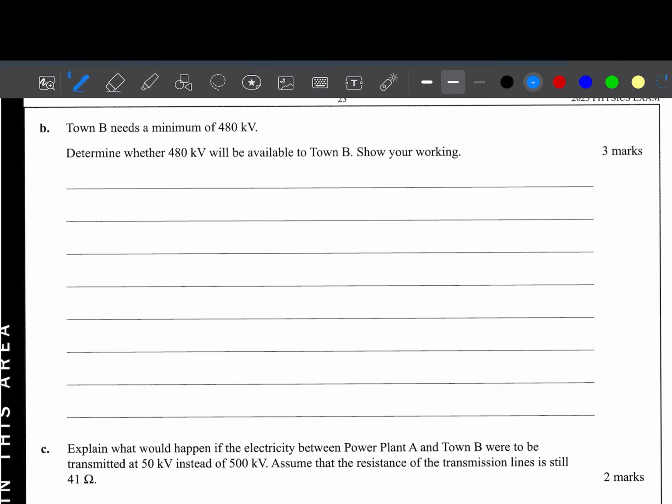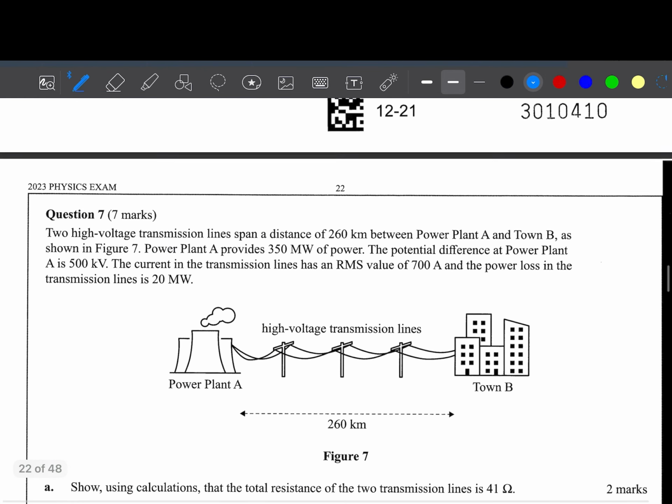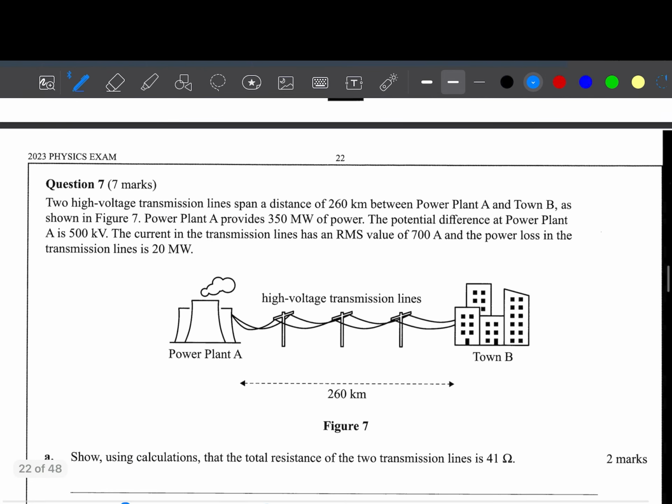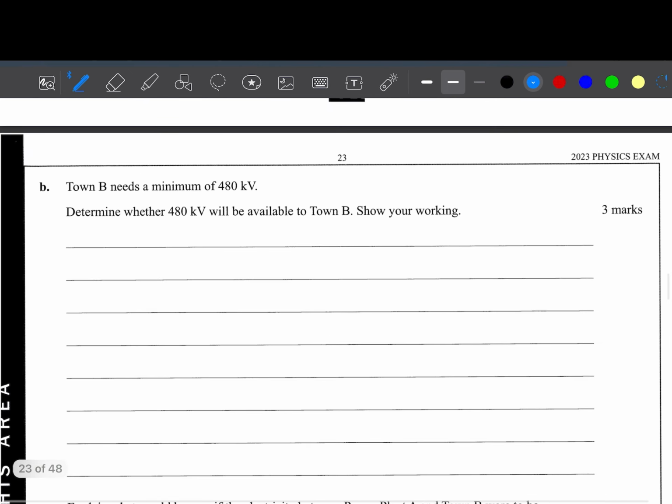Moving on, town B needs a minimum of 480 kilovolts. Determine whether 480 kV will be available to town B. Show your working. Right, so for this, we need to find out how much of the total power is reaching town B. So there is 20 megawatts just lost out of 350 megawatts. So we can say that the power reaching the town is going to equal 350 minus 20, which is going to be 330 megawatts.